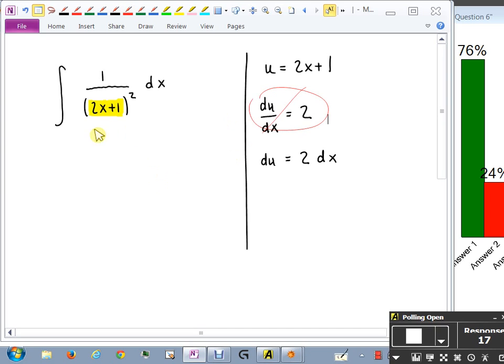So I'm going to be able to replace this yellow with u, yes? I need to be able to replace my dx with something here. So what's dx over here? The dx is this. I need to get that 2 out of here. So 1/2 on both sides again. I hope you realize it's not always going to be 1/2 on both sides, all right?